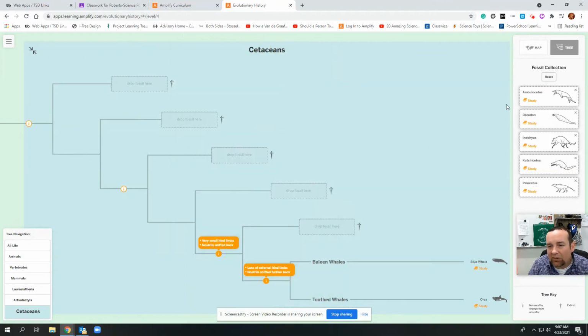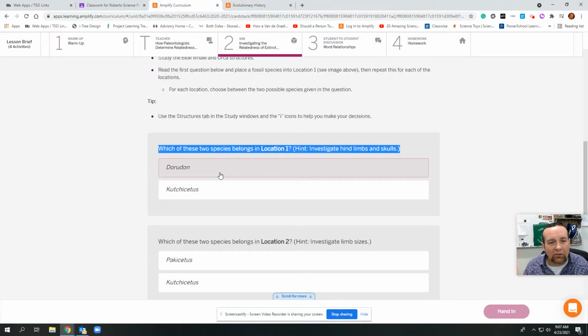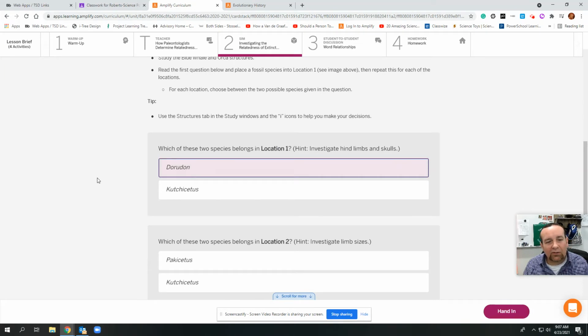So we can always test it, right? Even though I said I think it's Durodon, I can still take my Cuchicitus and drop it over here, and it'll tell me if I'm wrong. Ah, it did. You're wrong, Robert. Dude, you're wrong. Okay, so Durodon it is. So we would say Durodon is going to go in location one.